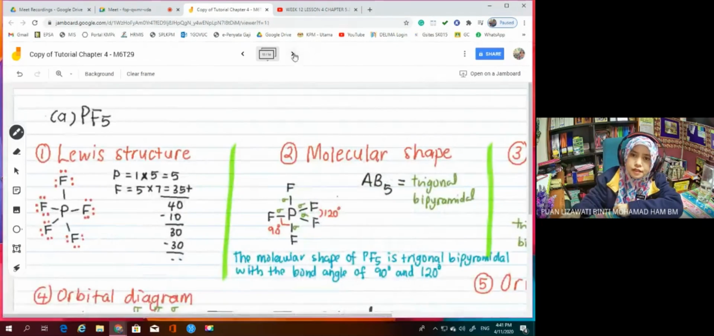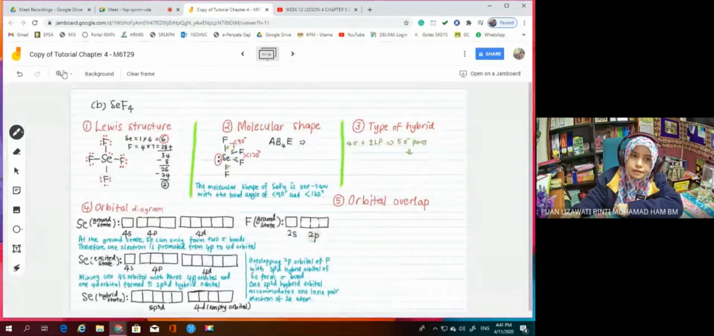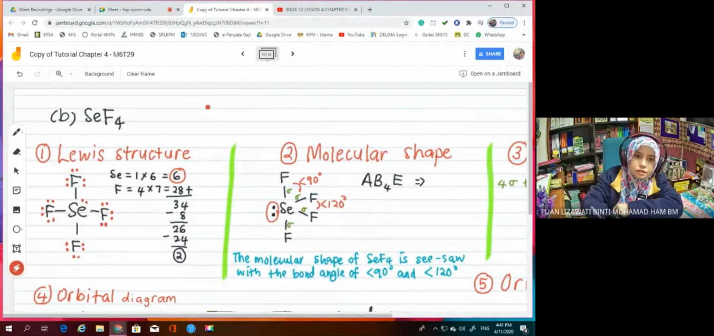Now we move to the second example, that is SeF4. First we have to draw the Lewis structure. So here is the Lewis structure. As we can see here, there are two valence electrons, so you have to place them on the center. Next, draw the molecular shape. First you have to identify the class. Refer back to the Lewis structure. There are 1, 2, 3, 4 bonding pairs with one lone pair.